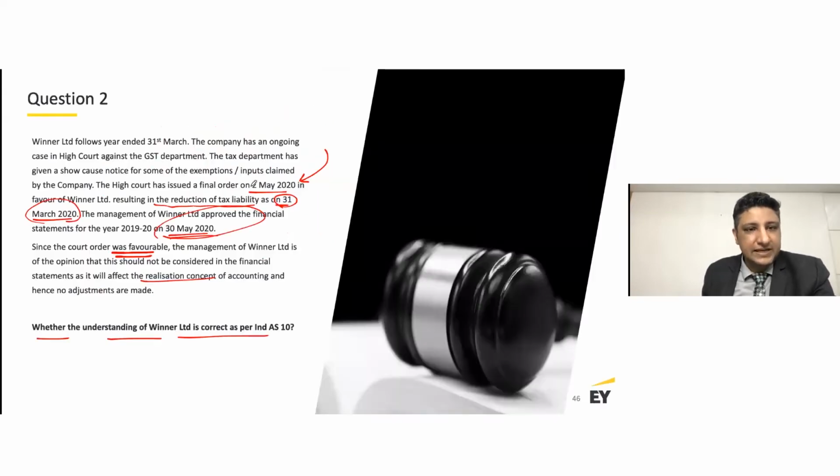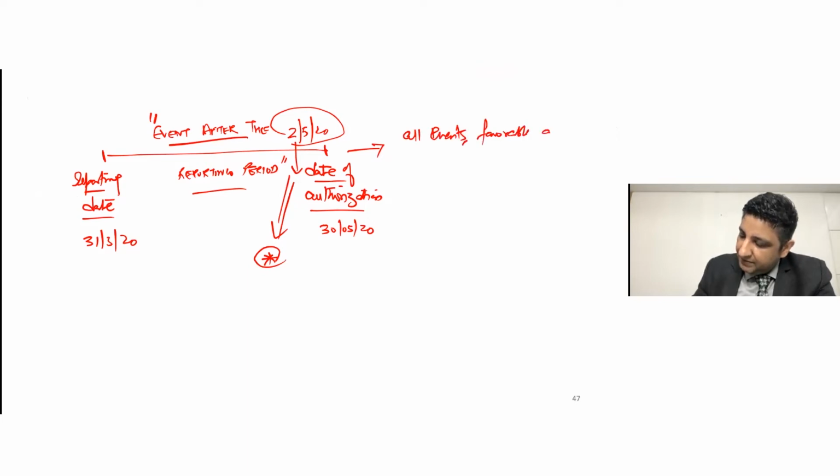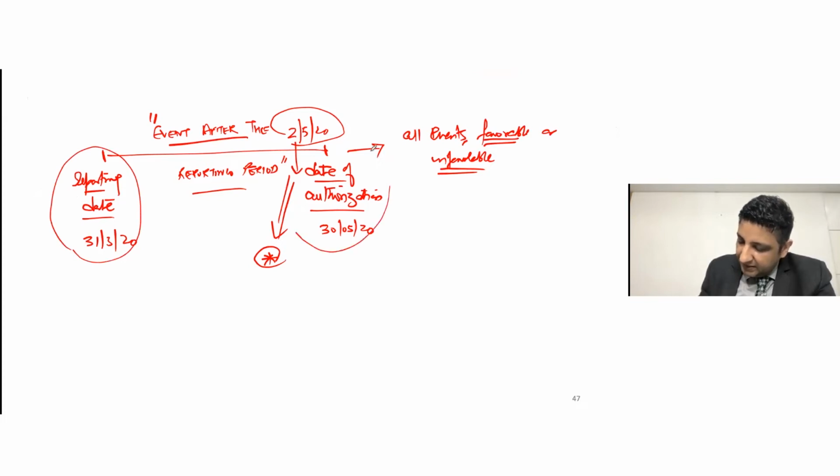The second question is, and that's where the management contention is coming in, the management is of the opinion it should not be considered because it affects the realization concept. Now, importantly, what you need to remember here is that the definition of event after reporting period suggests that all events, favorable or unfavorable, which occur or arise after the reporting date and before the date of authorization are considered to be events after the reporting period.